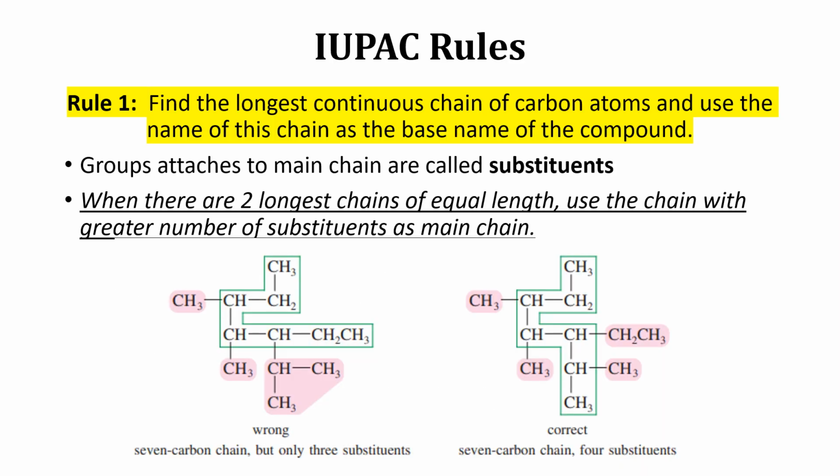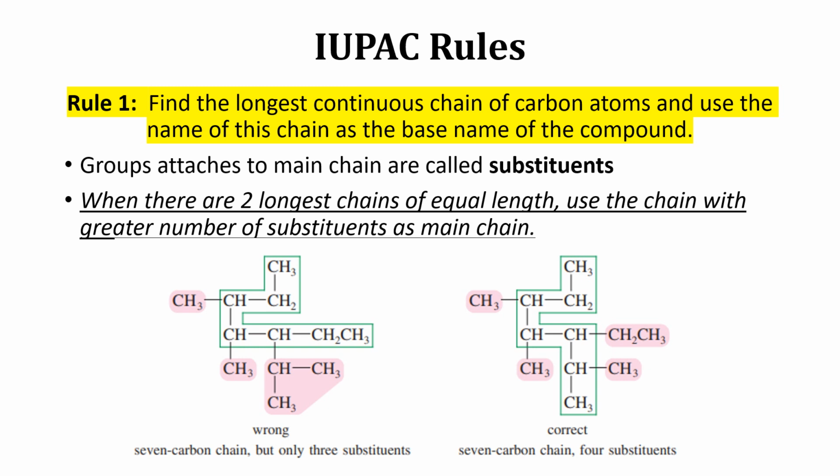Rule number 1. Find the longest continuous chain of carbon atoms and use the name of this chain as the base name of the compound. So the first rule of nomenclature gives the base name of the compound. The groups attached to the main chain are called substituents because they are substituted in place of hydrogen atoms on the main chain. When there are two longest chains of equal length, use the chain with the greater number of substituents as the main chain.